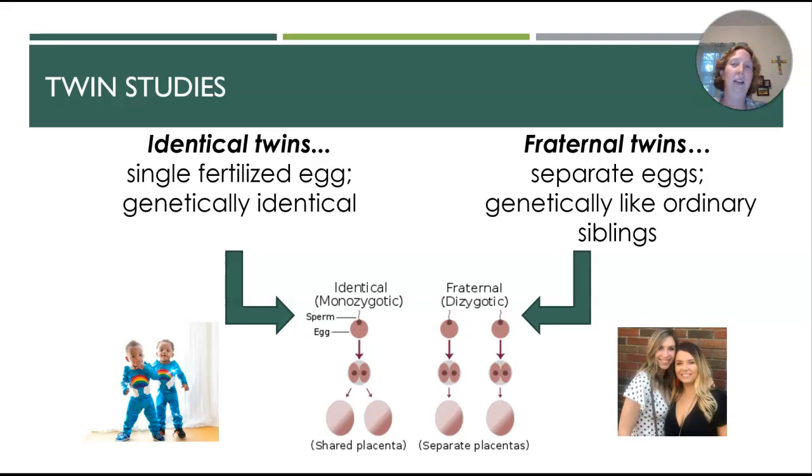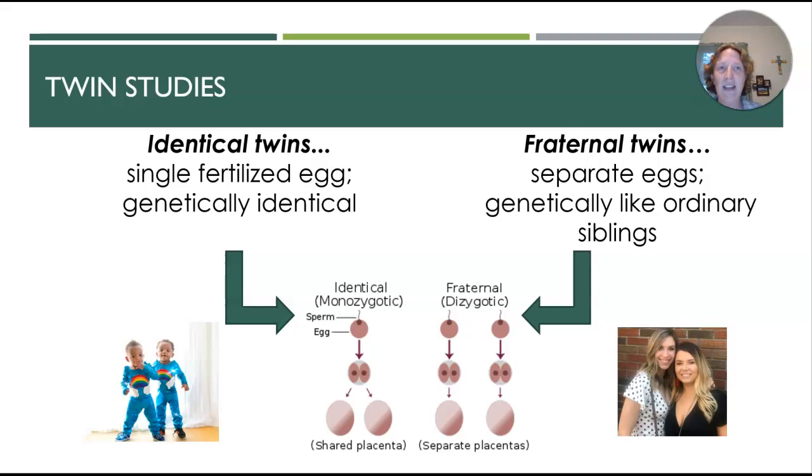On the other hand, fraternal twins occur when, on occasion, a woman will release two eggs at the same time, and two different sperm found them. So yes, they have similar DNA because it's still the same mom and the same dad, but they are no different than ordinary siblings. Their DNA is genetically similar, but not identical like identical twins.